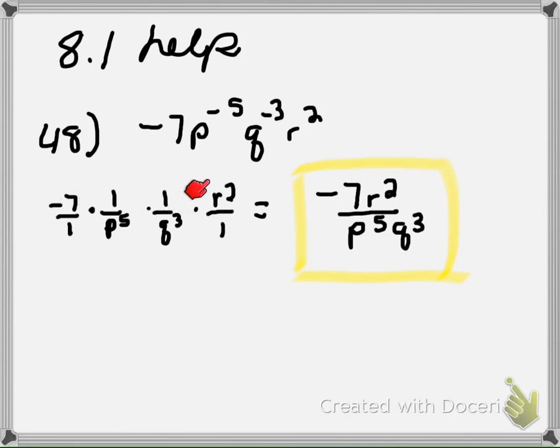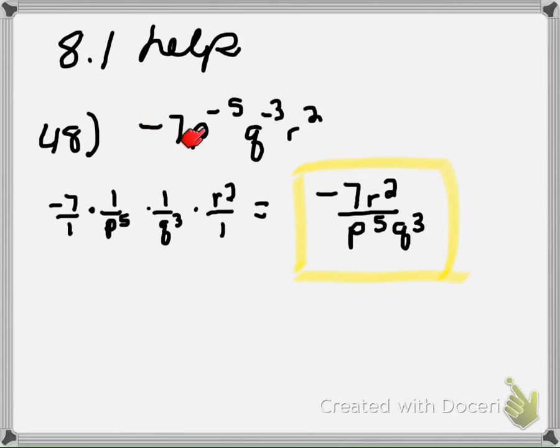-7 times r squared is -7r squared. And now do bottom times bottom times bottom times bottom. Well, 1 times p to the 5th is p to the 5th. And p to the 5th times q to the 3rd is p to the 5th q to the 3rd. And p to the 5th q to the 3rd times 1 is p to the 5th q to the 3rd. I am done.